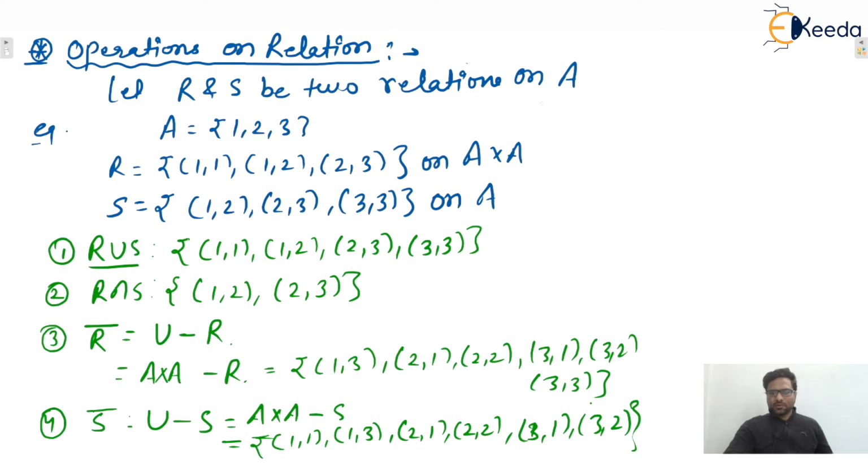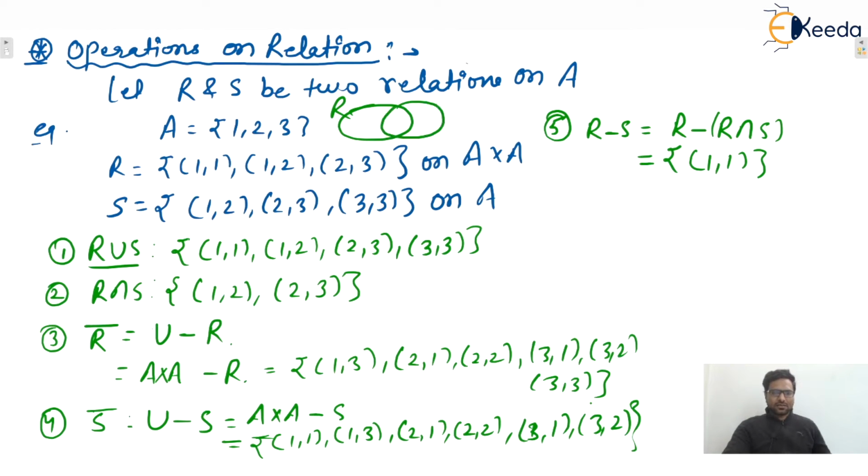Similarly, some next operations we can see here. Let's say the fifth one, what is R minus S? R minus S means R minus R intersection S, that is, R minus the common ordered pairs. The result will be (1,1) only. Because let's say two sets are there, this is R, this is S. R minus S means this particular region, and it can be written as R minus this common part, R intersection S.